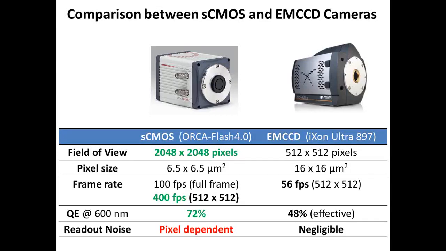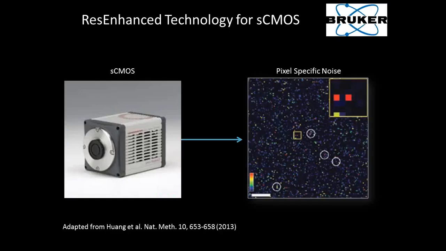And in terms of quantum efficiency, and I'll show you a graph in the next slide, the effective quantum efficiency is actually higher on an SCMOS camera than it is on an EMCCD camera. So one of the biggest factors to consider when using SCMOS cameras is that the readout noise is actually pixel dependent, and that's something you have to be able to account for if you want to use SCMOS cameras for single molecule applications.